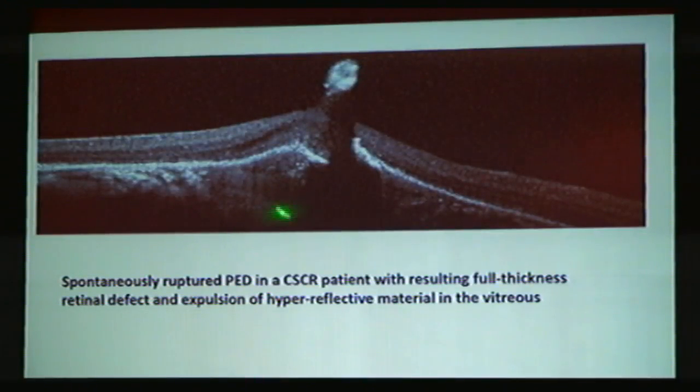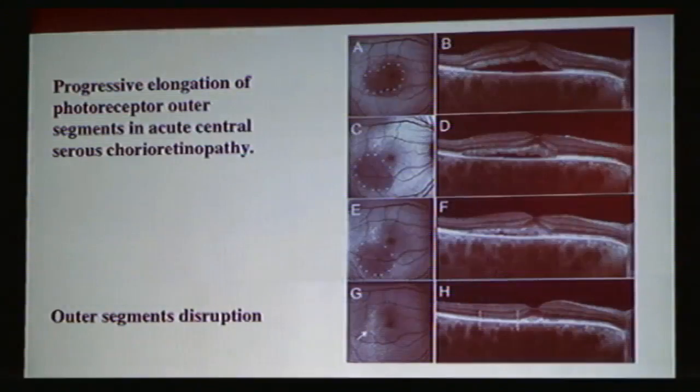This is one rare case which they have described where you have a high pressure PED which has ruptured. It has not only ruptured the retinal pigment epithelium, but it has also gone through the retina and into the vitreous with a full thickness retinal break. So this is one important slide showing one important marker in chronic central serous. If you notice this area under the neurosensory retina, within the vessel wall, this is usually seen in progressive chronic CSR, and elongation of the photoreceptor outer segment.